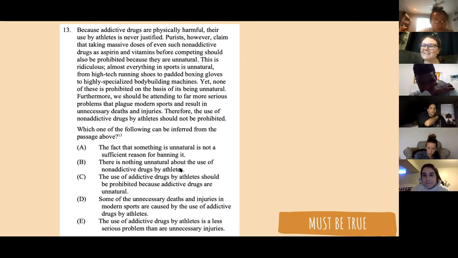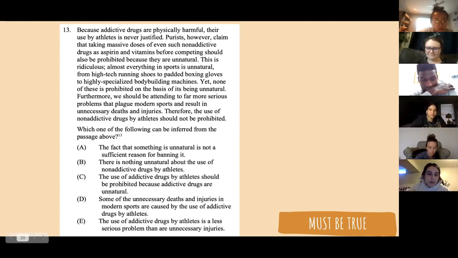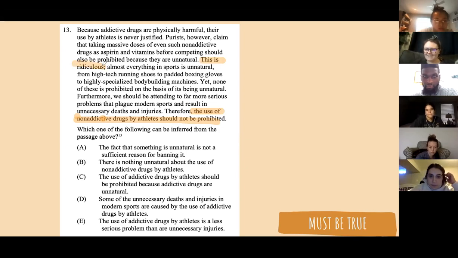Awesome. Great job. You wouldn't have to find the main conclusion and subsidiary conclusion for this one since it's a must be true. But what would be our main conclusion? Yes, the last sentence. And what's our subsidiary conclusion? This is ridiculous. Excellent. Great job. Is everybody feeling more confident with that? Awesome. All right. So then what was your prediction, Emily?